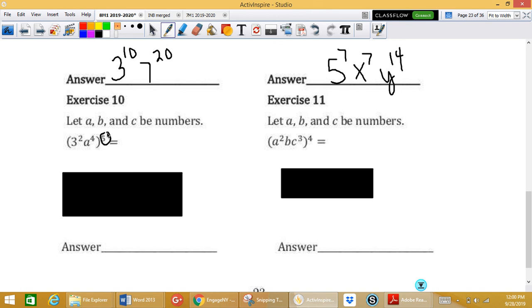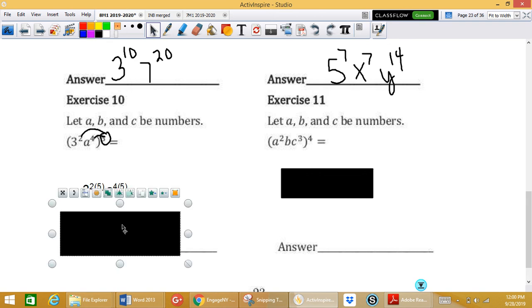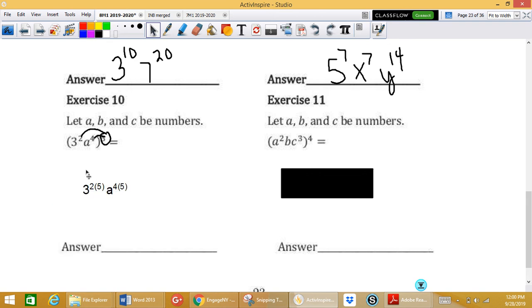Again, the 5 needs to go to the 2 and to the 4. So we have 3 squared to the 5th and a to the 4th to the 5th. So it's going to be 3 to the 10th, a to the 20th.